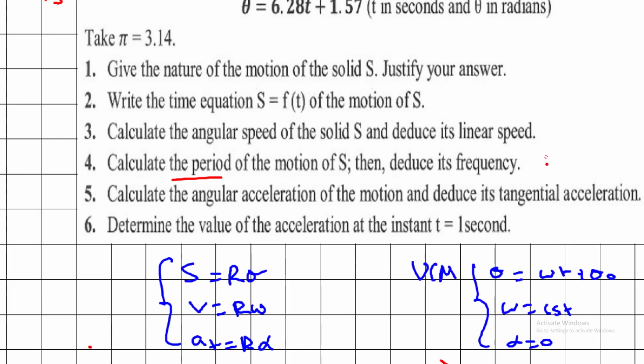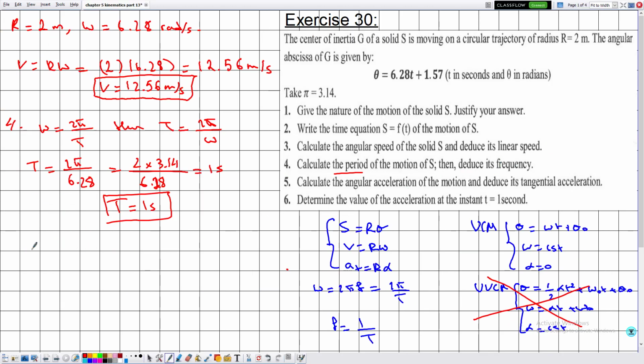Now in the same part, they are telling me to deduce the frequency. The frequency is simply given by 1 over the period. So 1 over 1, which is equal to 1 Hertz. So the frequency is equal to 1 Hertz.